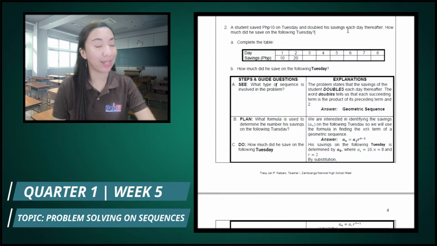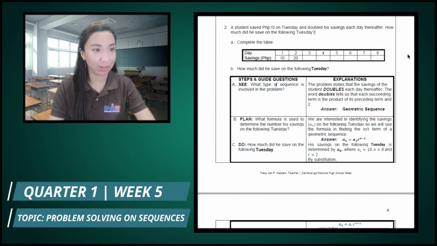Let us proceed with example number 2. A student saved 10 pesos on Tuesday and doubled his savings each day thereafter. How much did he save on the following Tuesday? So let us proceed with letter A, complete the table.